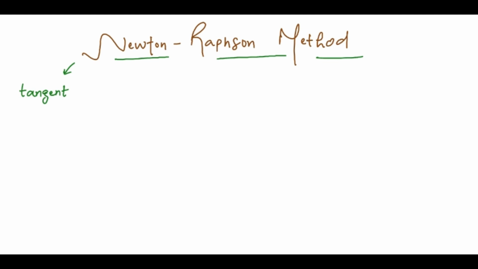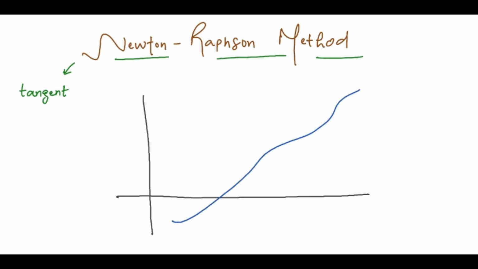If I draw a nonlinear curve here, suppose we already have an approximate value of the root. Instead of reducing an interval or drawing a secant line, we can draw the tangent to the curve at this approximation. Since the tangent closely follows the curve near that point, the point where the tangent cuts the x-axis is expected to be a better approximation of the actual root.